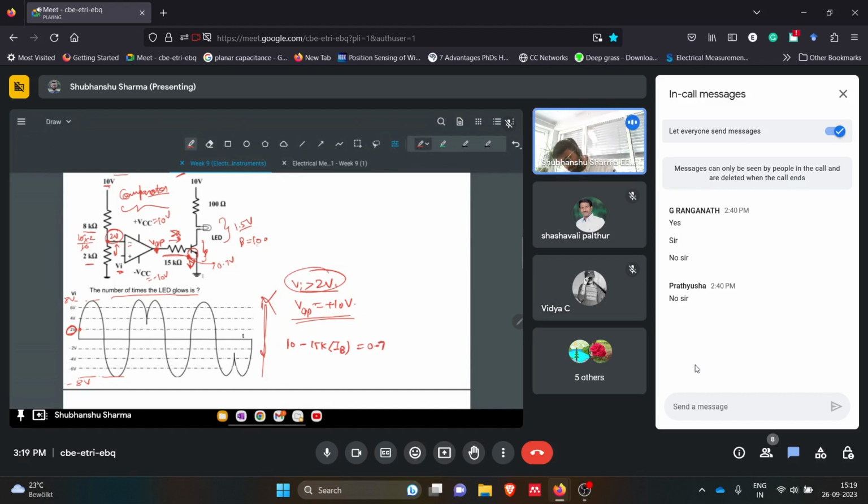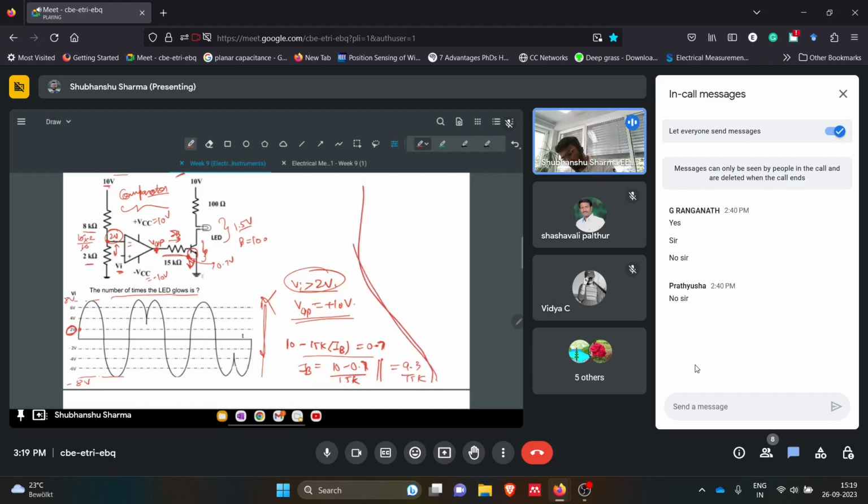So now we have this much knowledge. Okay, fine. Then what else can we do? We can calculate IB as (10 minus 0.7) by 15k. So this is IB, we know IB. What is IB? It will be 9.3 by 15k. I'm not solving fully.